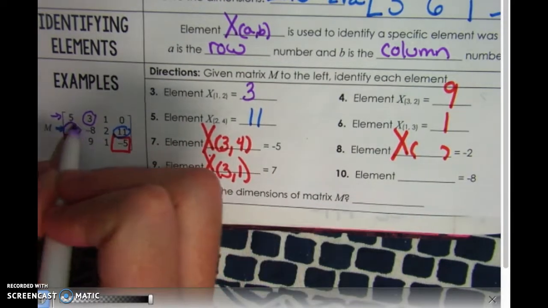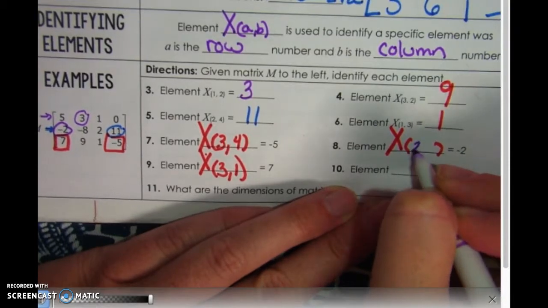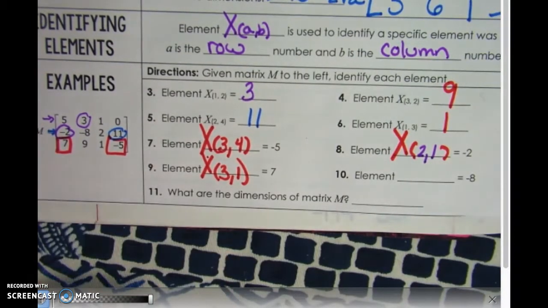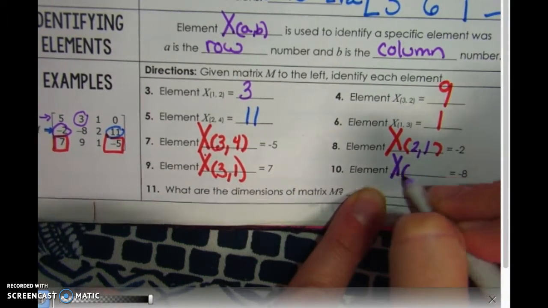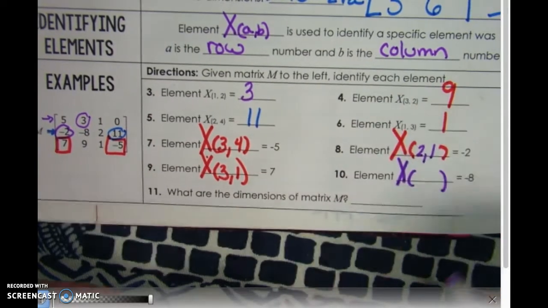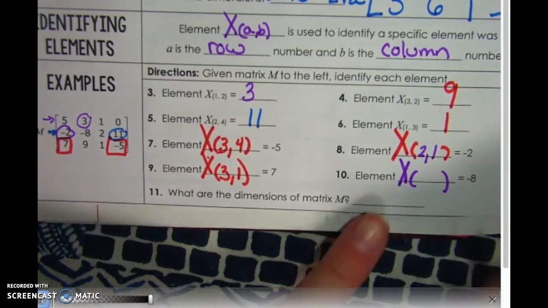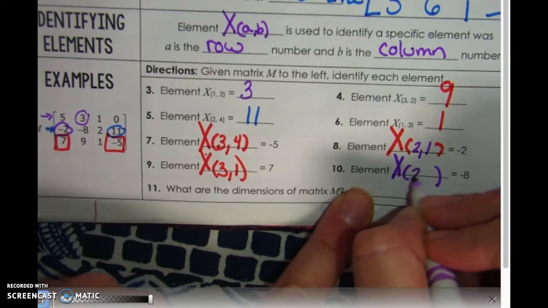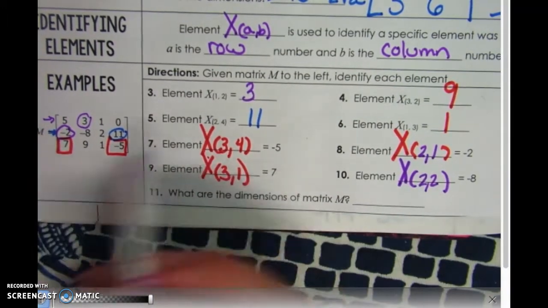-2 is right here. Will, what's name is that going to be? 2, 1. I'm in row 2, the first location. -8. Okay. So what do you do if I got X and then 2 by 2? Just 2, 2. Good. All right, so the dimensions, remember we do by rows and columns.